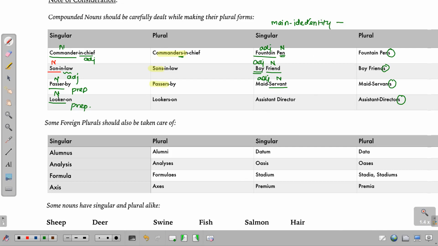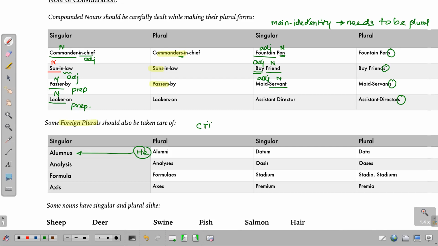Okay, main identity needs to be plural. So just keep that in mind. Then with respect to number, I've often seen exams asking about foreign plurals, like alumnus. So if I say something like, "He is the alumni of my college," it's wrong. He is singular and therefore it should be "alumnus of my college."